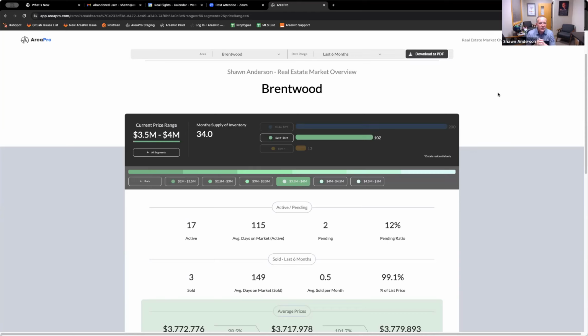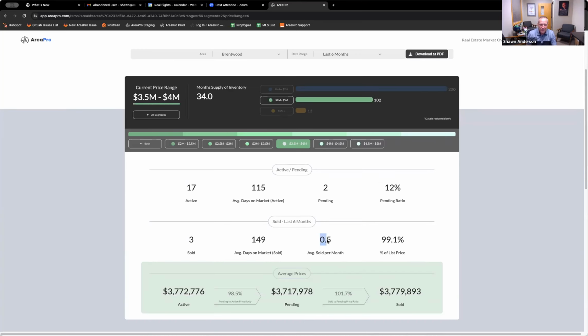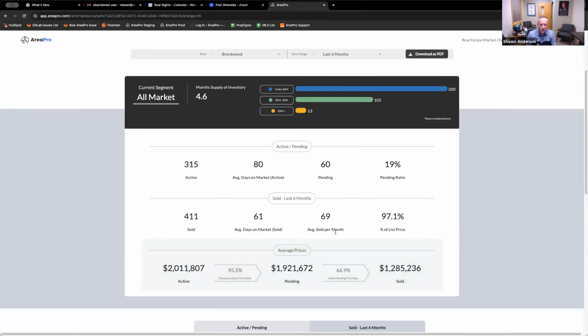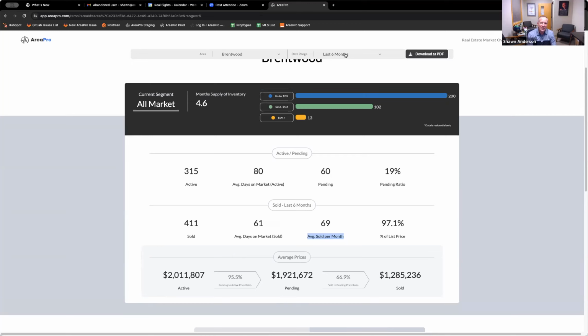So we have some agents that only want to go back 3 months worth of solds to get the average sold per month. Let's go to just all segments so we get a larger number. This is a necessary component of the month supply of inventory. It's one of the 2 variables. All we do to get this is divide 69 into 315. But when I'm calculating an average, I have to go back a certain number of months and divide by that number to get an average. And we had a debate early on in our local market. It was a KW team meeting.